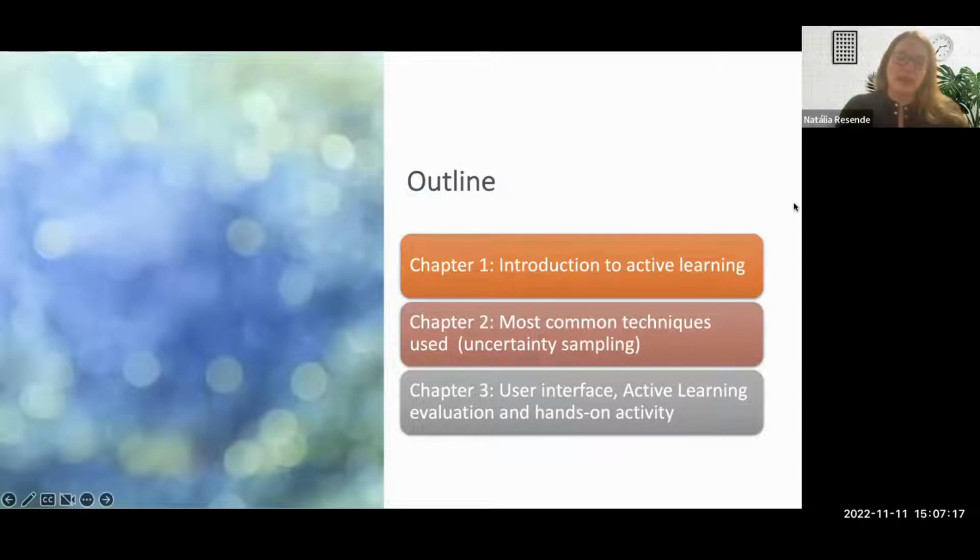Next session we are going to see a little bit about user interface, active learning evaluation, and then we will have a hands-on activity. Okay, so let's get started. But before we get started, I would like to start with a recap from the previous session.